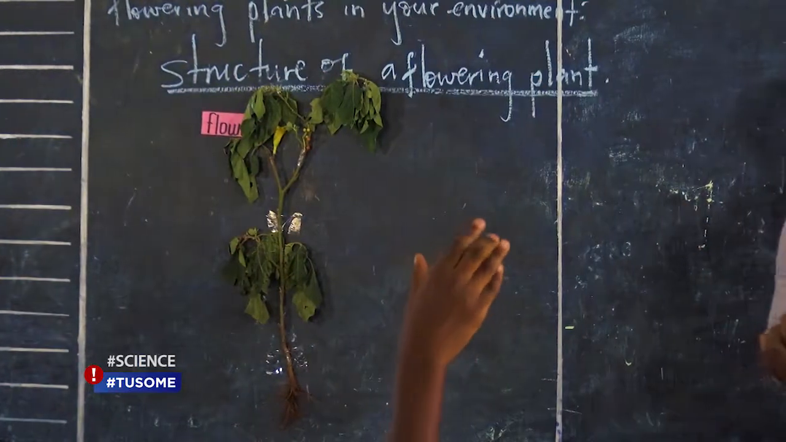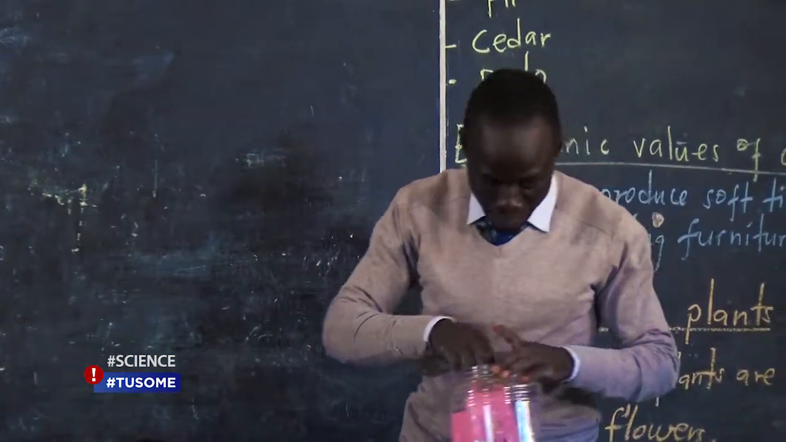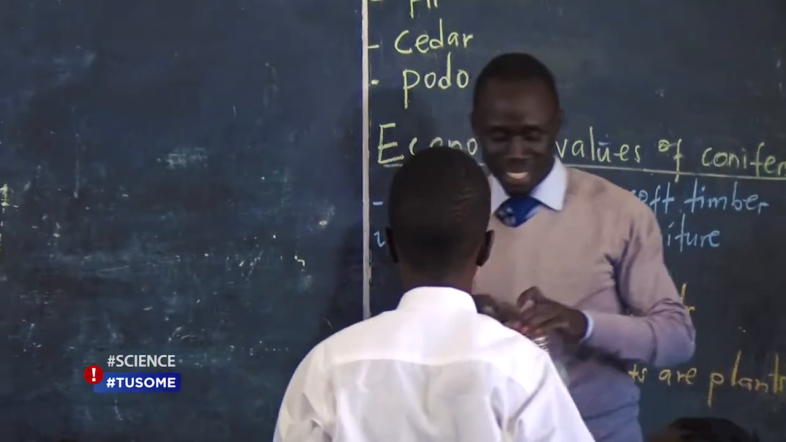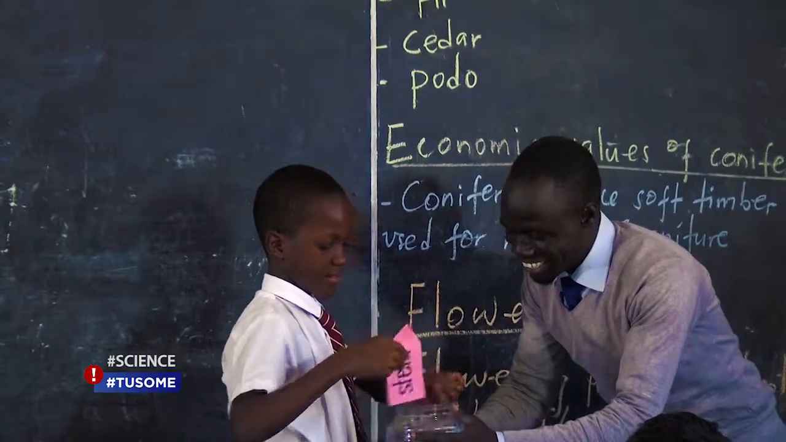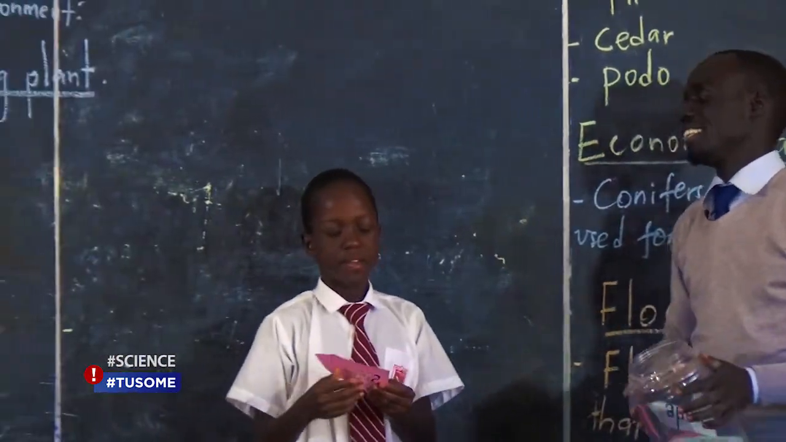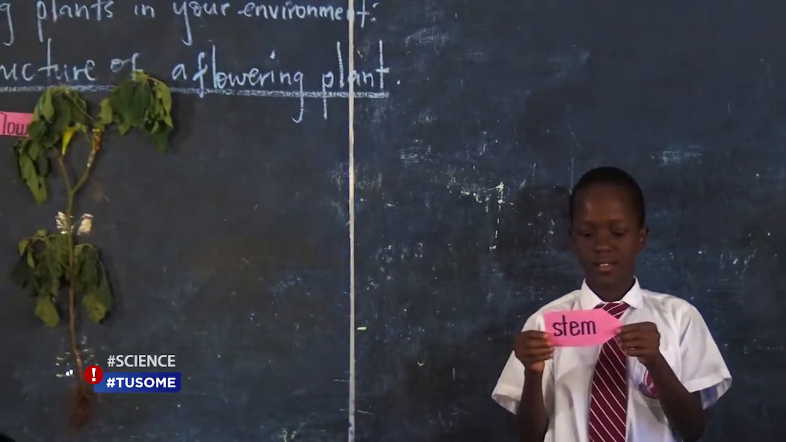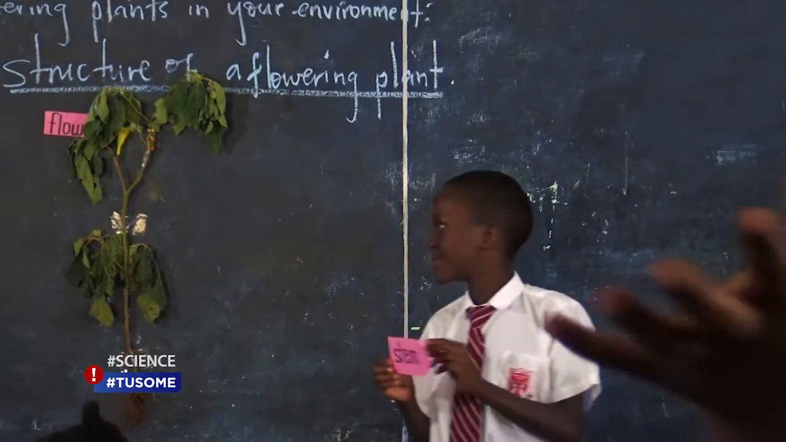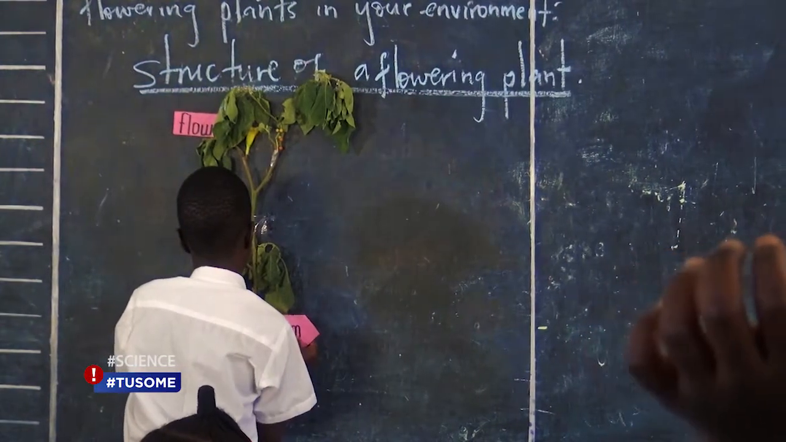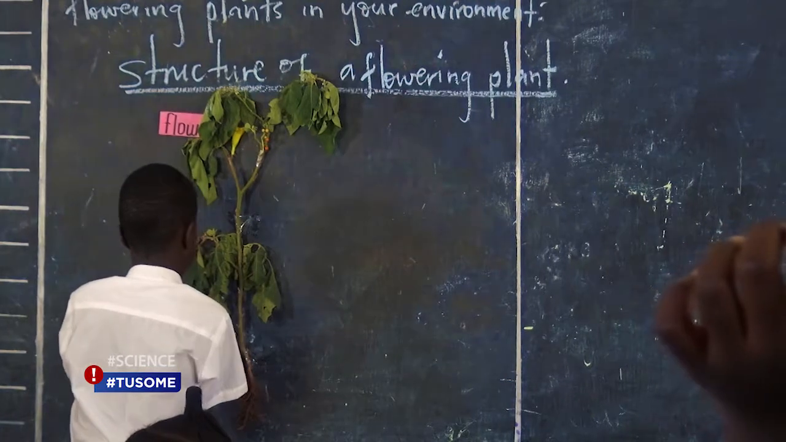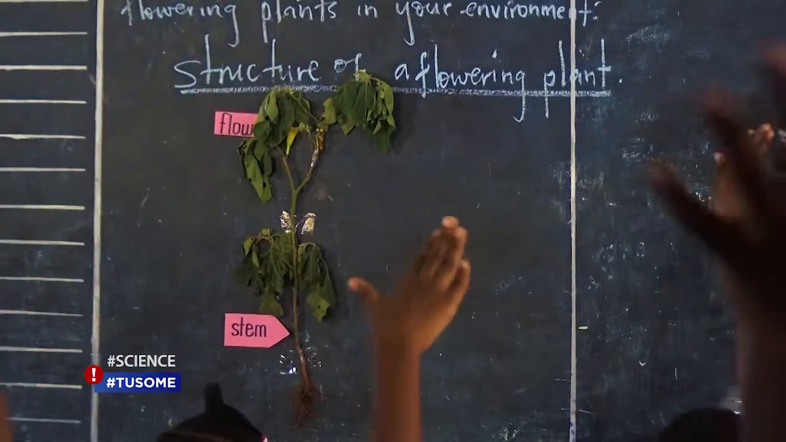The next person. We had a girl, so I'm going for a boy. Yes, Joseph? Kenneth, come. Get for us one word here. I'm mixing them. Stem. S-T-E-M. Stem. Is it stem? Yes. Go and put for us the stem where it is. Is he correct? Yes. Can we give him flowers? Good.